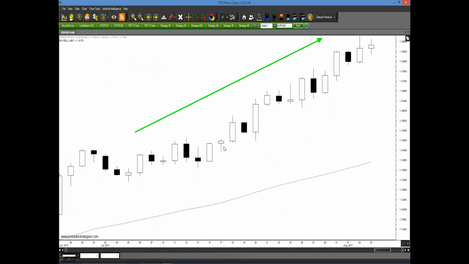Now we can use this on the euro dollar and a daily bar as well. As you can see, we have a very strong trend in play. We're above the 50-period moving average. There's no real pullbacks here. So strategy number 1 doesn't work well in these markets.